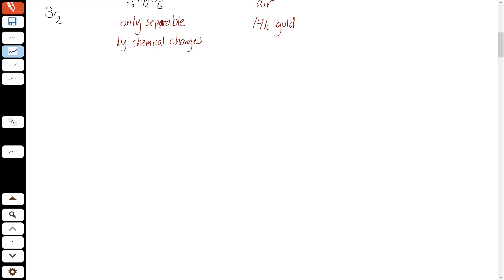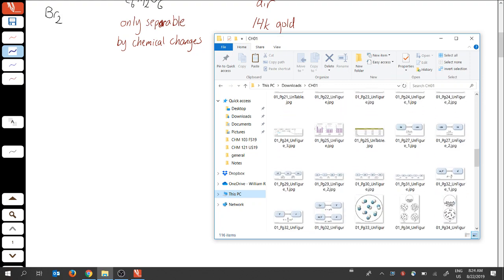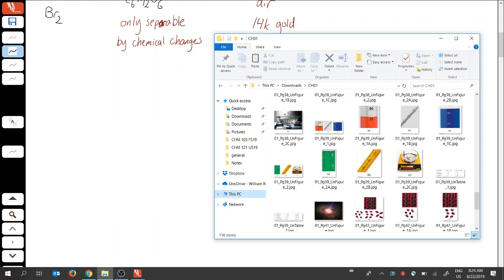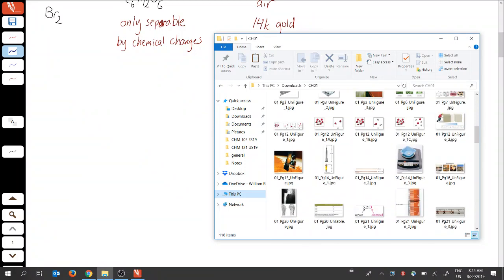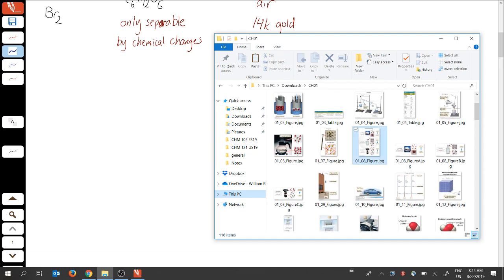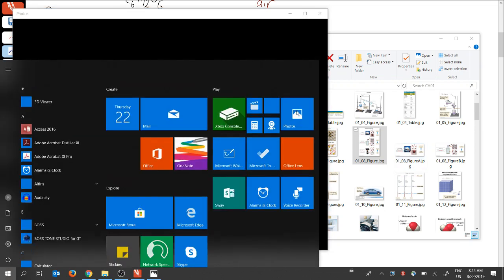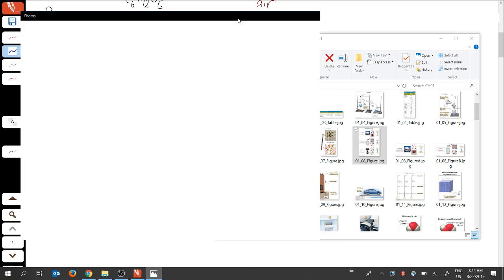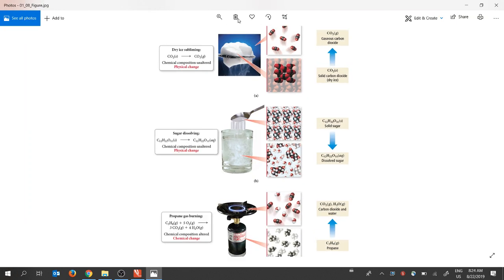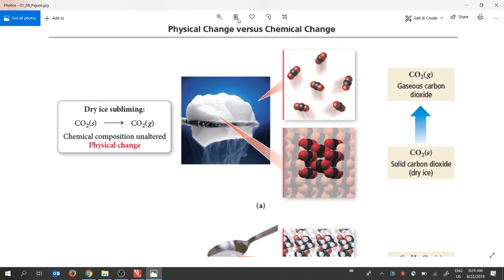Maybe it'll help to look at an example here. So here's from the book. See if I can find it here. No, too far. All right, so here's a couple examples from the book that talk about physical versus chemical changes.